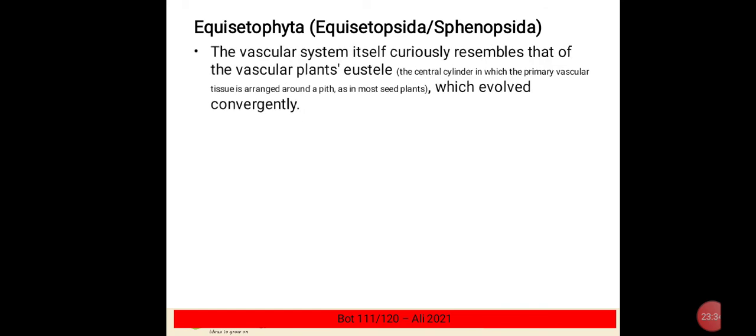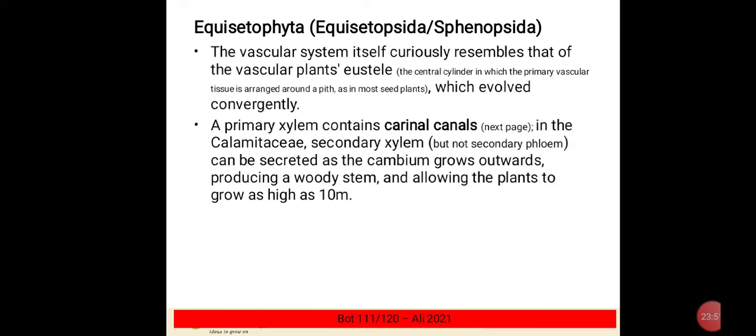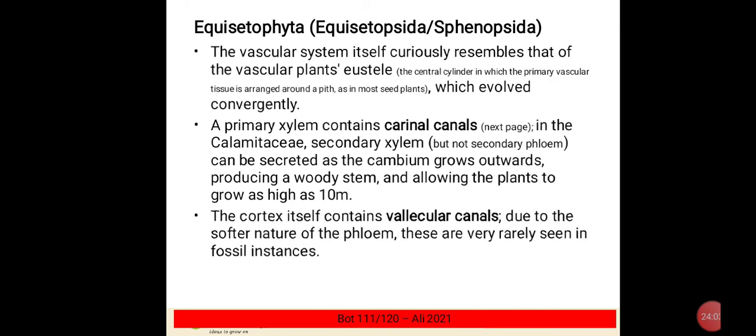Now, what about the vascular system? The vascular system itself, curiously, resembles that of a vascular plant. So this subdivision Equisetophyta has a vascular system too. They have both primary xylem and secondary xylem. We also have the phloem. In this plant, the cortex itself contains vallecular canals. Due to the softened nature of the phloem, it is very rarely seen in fossil substances. I said the specimens of Equisetophyta are in the form of fossils, and therefore you may not see the phloem though it is there. Instead, it contains vallecular canals.